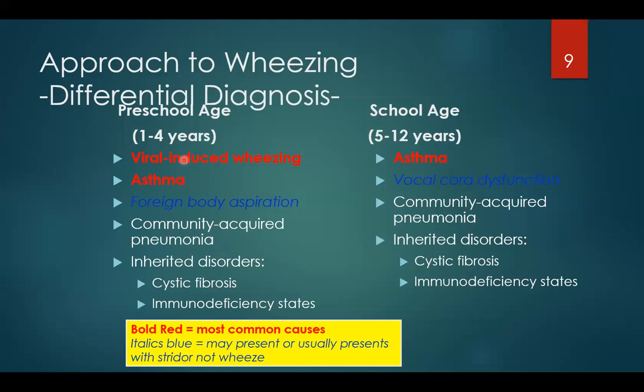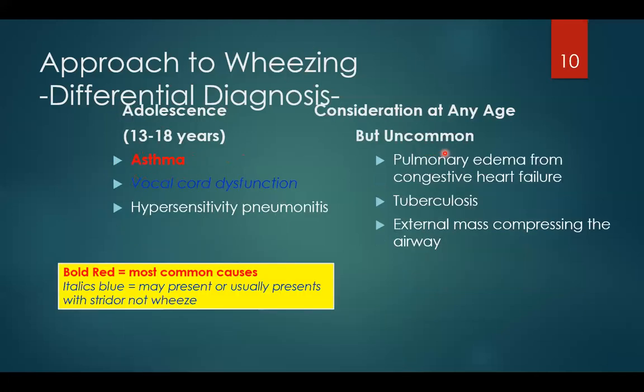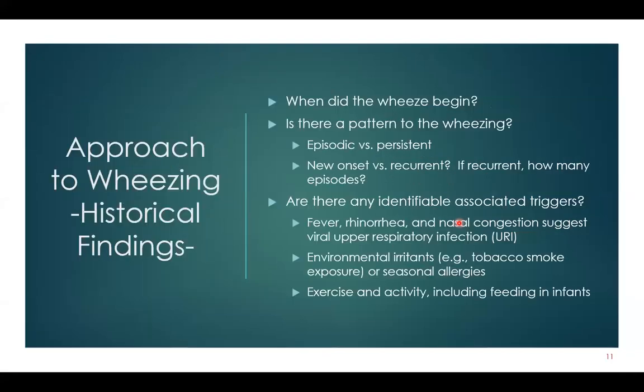Your little kids could have a viral induced wheezing, which from age 0 to 2, you're probably looking at RSV. So the approach to wheezing as we get older, the adolescents age 13 to 18, primarily asthma or vocal cord dysfunction. There could be some hypersensitivity pneumonitis, so just inflammation of the lung tissue secondary to hypersensitivity. Uncommonly, you could have some pulmonary edema, congestive heart failure, tuberculosis, and a mass compressing the airway.